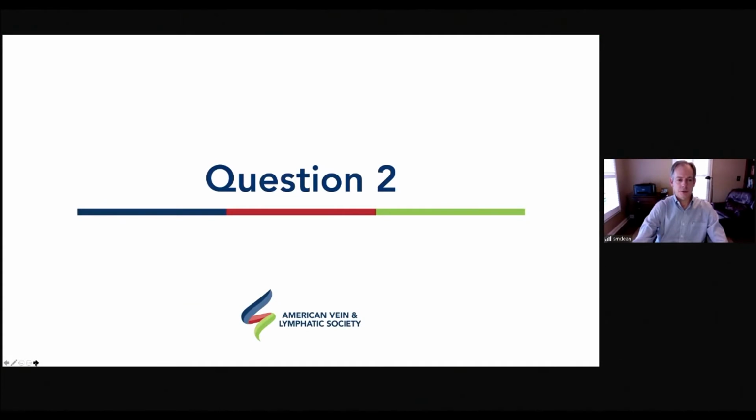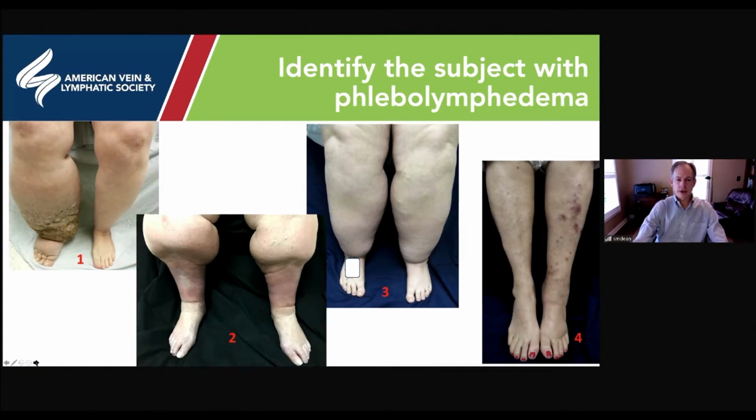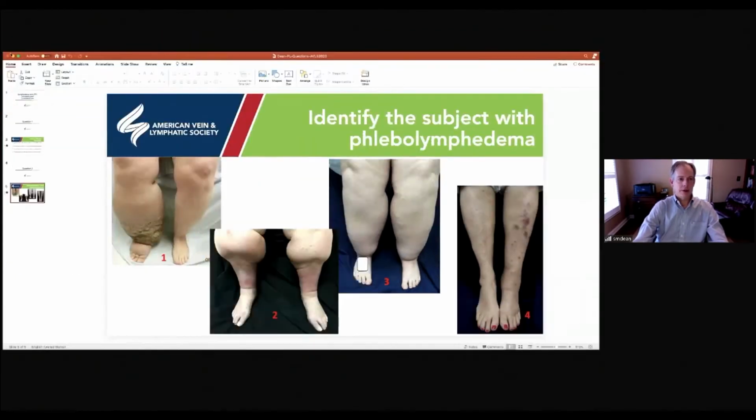And question number 2, which I think is fairly easy, identify the subject that has Phlebolymphedema. Would it be subject number 1, subject number 2, subject number 3, or subject number 4? And hopefully you chose the correct answer, which is number 2. This is classic Phlebolymphedema with a rather marked lipodermatous sclerosis with all the atrophy you see there. So that's just a good segue into the lecture here.